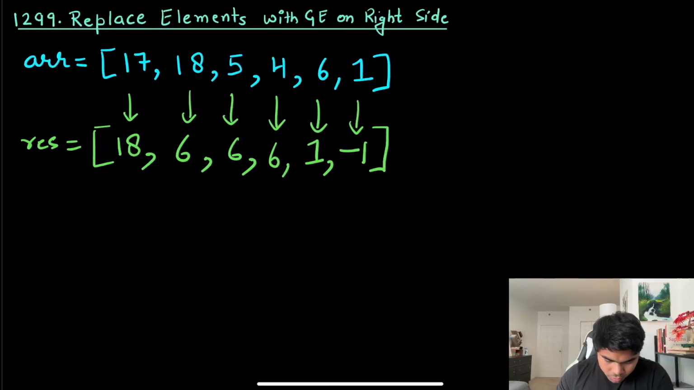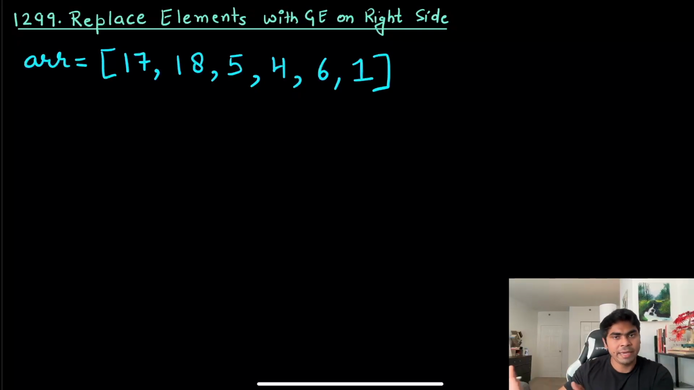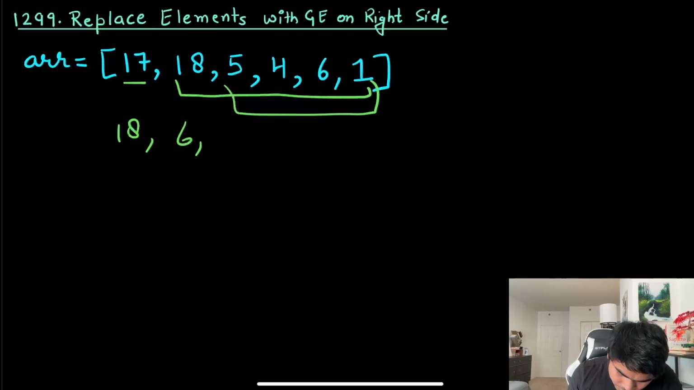It's really simple. So the brute force approach that comes to my mind is, how about for each element, I check the entire remaining array to its right. So let's say for 17, I will check the entire array to its right to find the largest element, and then that's what I will fill in here. So 18, and then for 18 I will check the remaining array, that will be 6, and then for 5 I will check the remaining array.